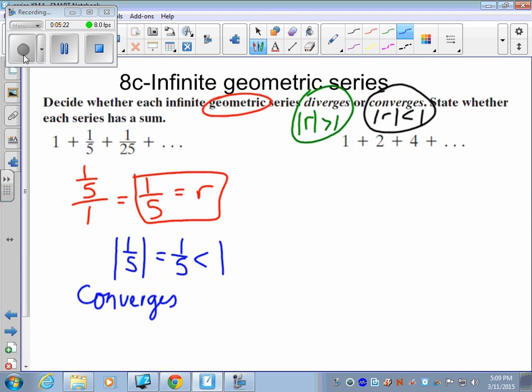believe, is 1 over 125, and then it's 1 over 625. If you add all that up, it will converge to a number. It will add up to a number. Even though it goes on and on forever, it'll add up to a number.